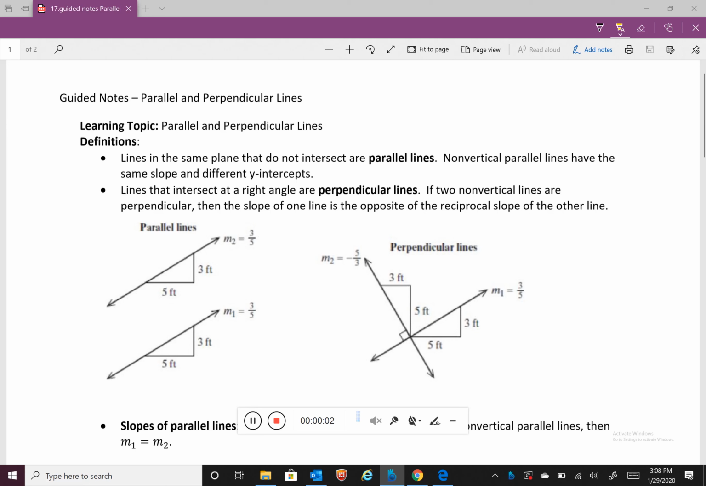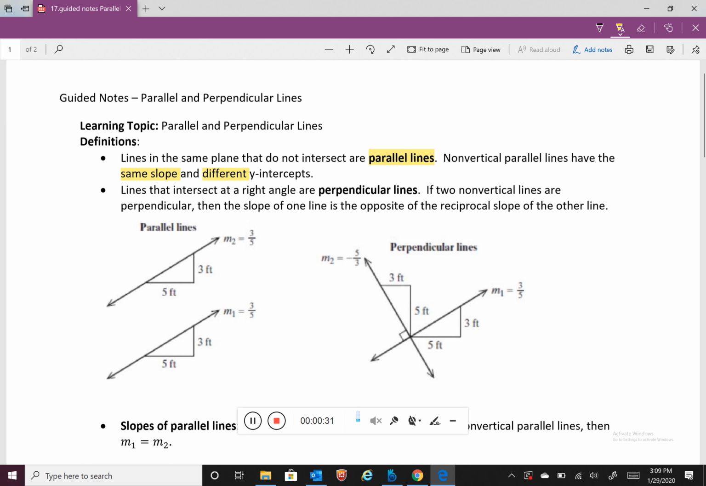The topic for this video is parallel and perpendicular lines and definitions. Lines in the same plane that do not intersect are called parallel lines. Non-vertical parallel lines have the same slope, but they have different y-intercepts. If they had the same y-intercept and the same slope, they would then be the same line.